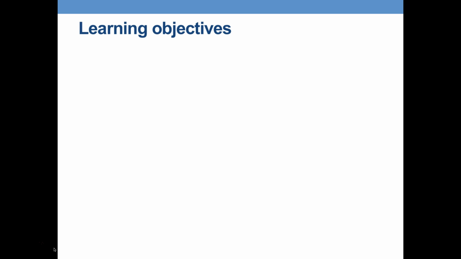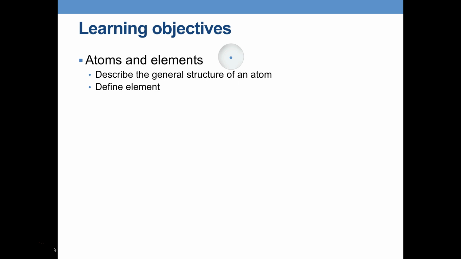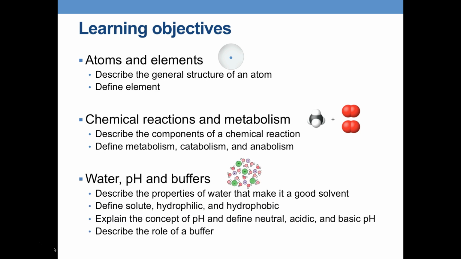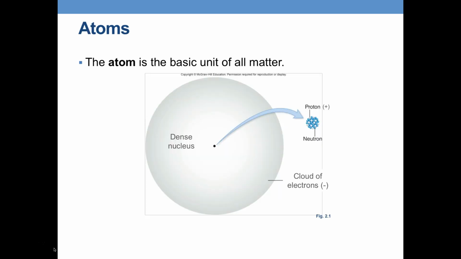Now, first up, what are we planning to accomplish? These are our learning objectives. We are going to cover atoms and elements. Then we'll move on to a little bit of information on chemical reactions and metabolism. And finally, water, pH, and buffers. And again, this is the first video. There'll be another video after this one. So let's start off with atoms.